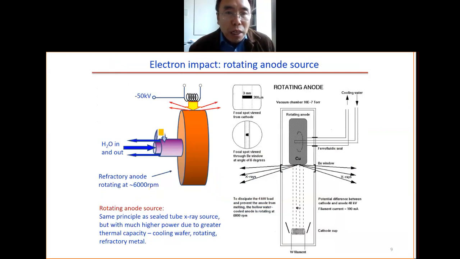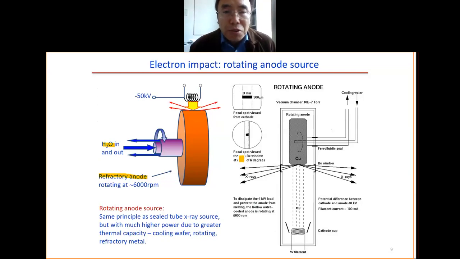So how do we increase the power? One way to do this is to have this kind of setup. In this case, we have a refractory anode. This metal can tolerate very high temperature. Secondly, it's fast rotating, so the heat can be dissipated. And also we have water cooling. This way, because we have very good heat dissipation, we can have very high current bombard onto the target. This way we get higher emission of the X-ray.